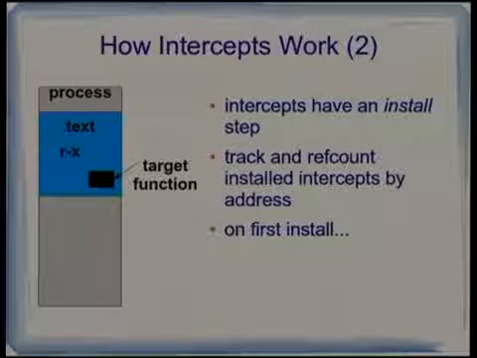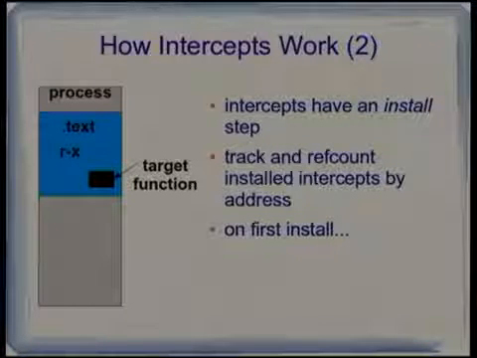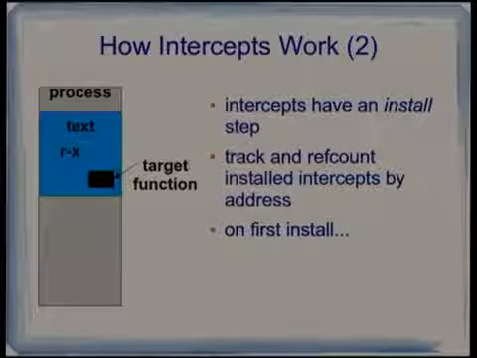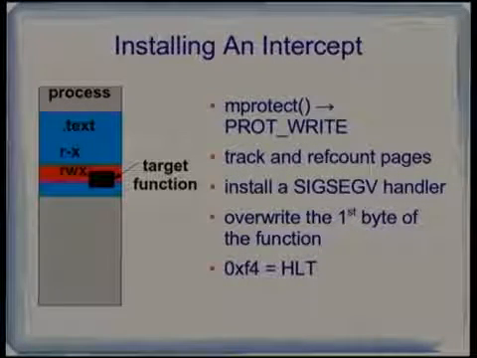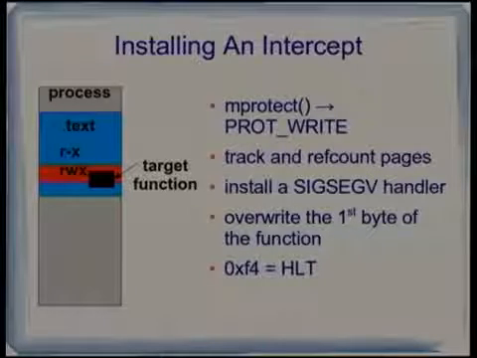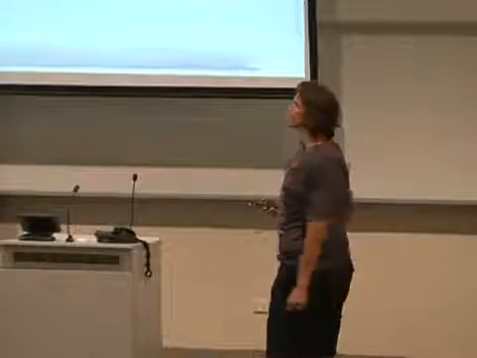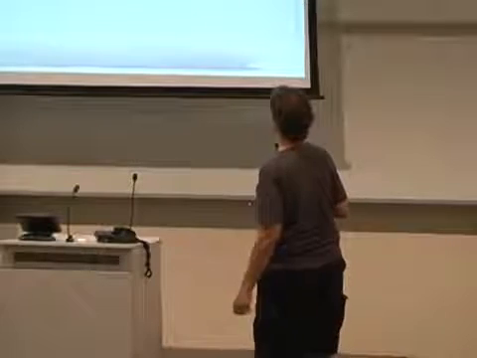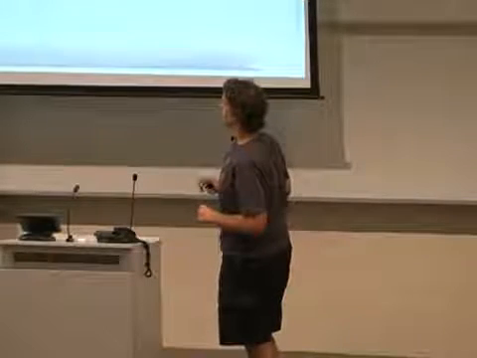So here's our process, here's the text segment, there's our target function. And the very first time that we're intercepting the function, because you can have multiple of these intercepts chained together, and it calls them all on the same function, it makes that page writable. Fortunately, Linux lets you always do this, make a text page writable, even on your own process. And then we have some ref counting for that. We overwrite the first byte of that function with the Intel halt instruction.